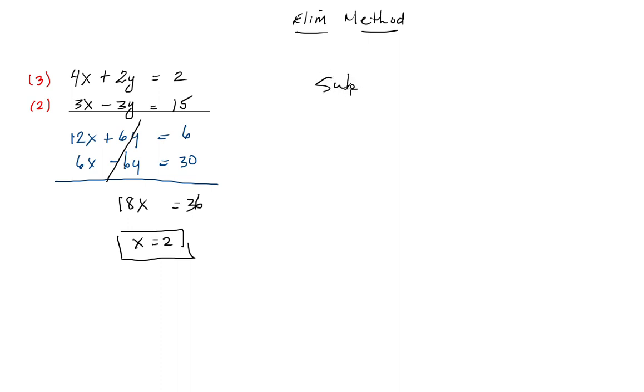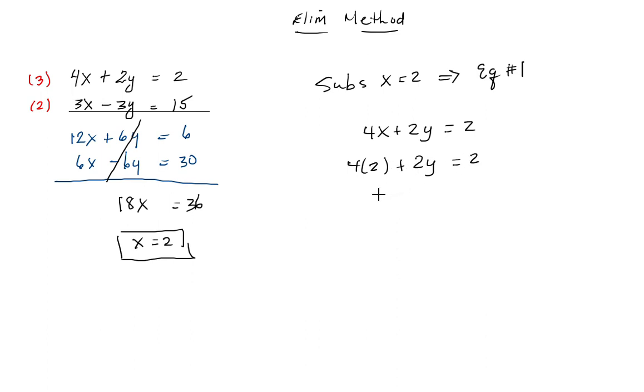Then I'm going to substitute x is equal to 2 into any of the equations. So let me just choose equation number 1. It doesn't have to be. So 4x plus 2y is equal to 2. And wherever I see x, I'm going to put 2. So it's going to be 4 multiplied by 2 plus 2y is equal to 2. So this is 8 plus 2y is equal to 2. So 2y is equal to 2 minus 8, which is minus 6. Hence y is equal to minus 3. Divide both sides by 2, I get minus 6 divided by 2, which is minus 3.